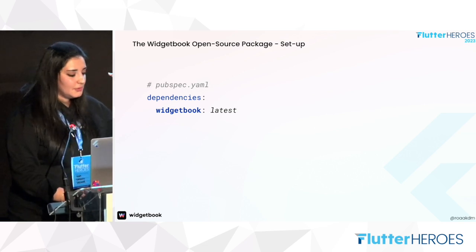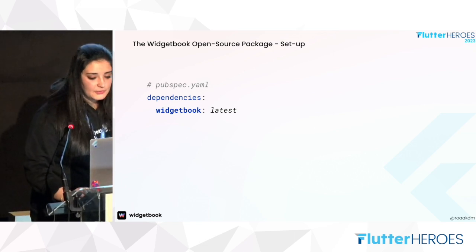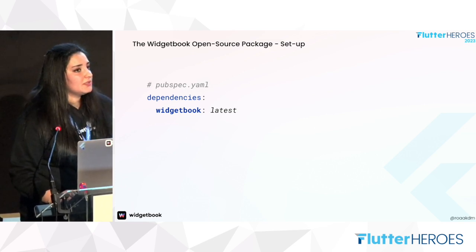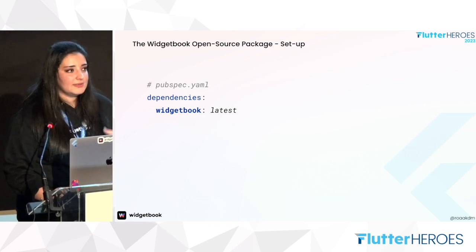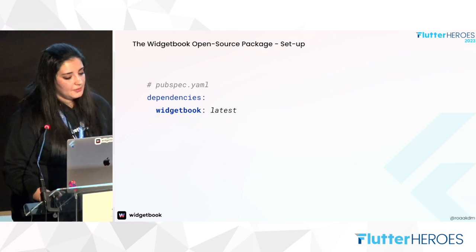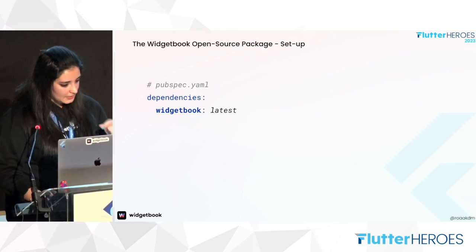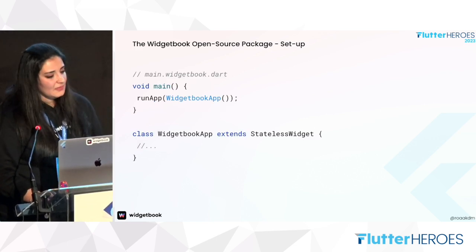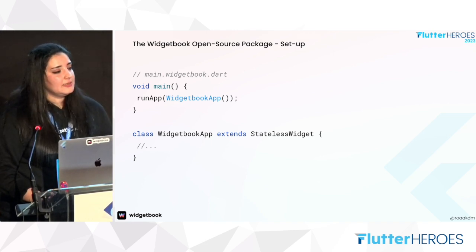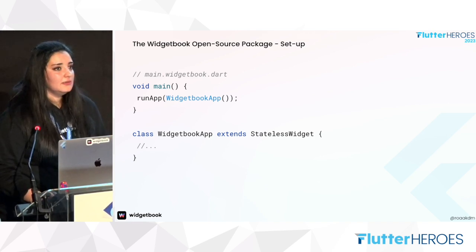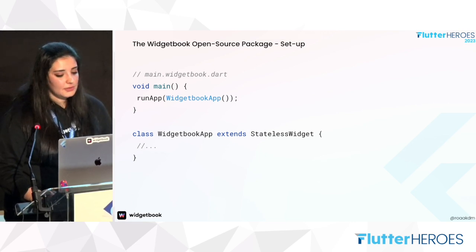So we're starting with adding the Widgetbook to the dependencies of your app. And sometimes you're starting with a monorepo or a single package app. Either way, you will add this to your pubspec file. And Widgetbook actually needs its own main file. It needs a run app method.